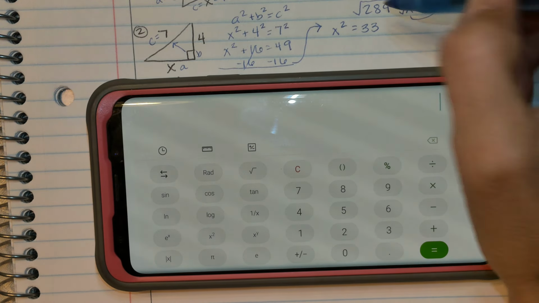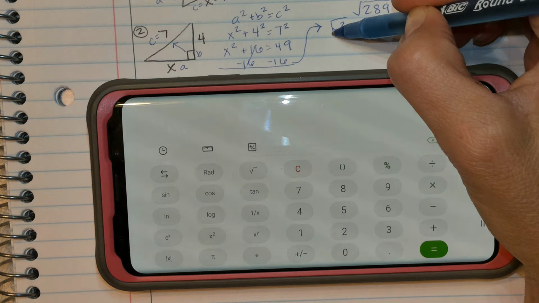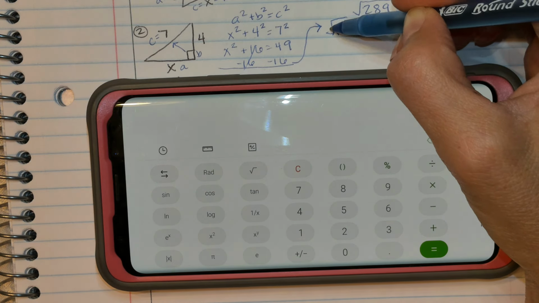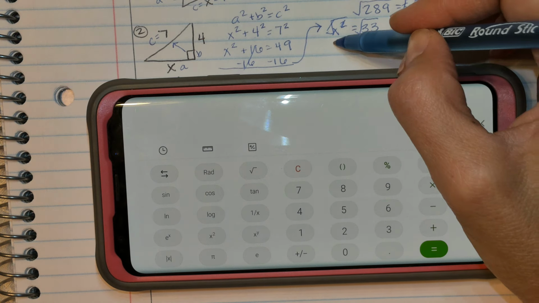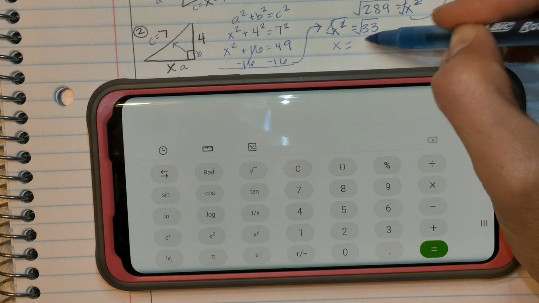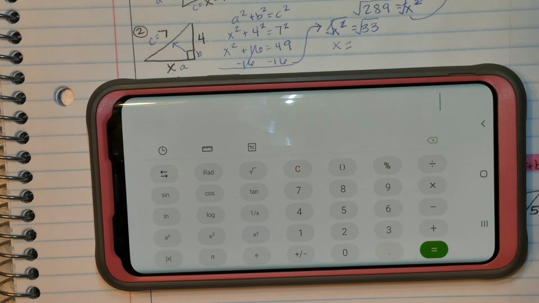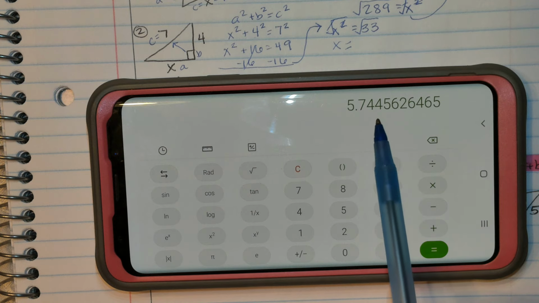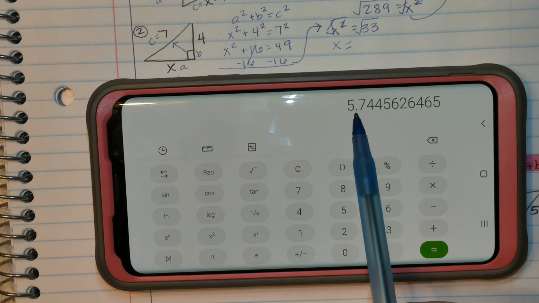So I have to now square root both sides, because that undoes the square. I want to undo the square. So I square root both sides. X is now just X, but I have to square root the 33. So I'm going to press the square root button, 33 on the inside, and you can see my answer. It's an irrational number. It keeps going forever and ever. There's not a pattern. So I do need to round to the hundredths.